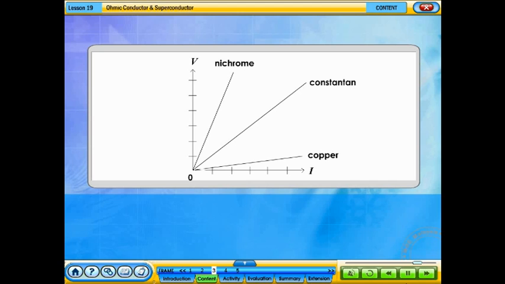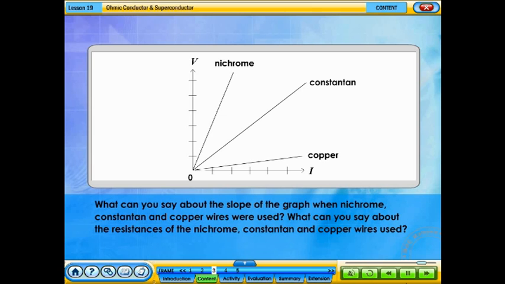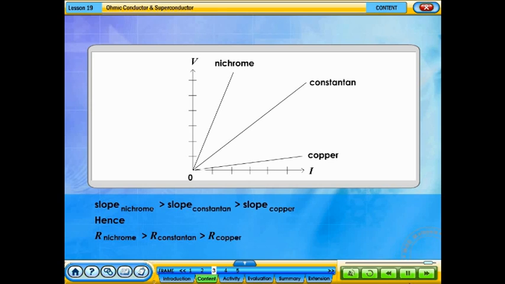A graph of voltage V against the current I has been plotted. The slope of the graph represents the resistance. What can you say about the slope of the graph when nichrome, constantan, and copper wires were used? What can you say about the resistance of the nichrome, constantan, and copper wires used? When nichrome wire is used, the slope of the graph is greater than when the constantan and copper wires were used. Hence, the resistance of the nichrome wire is greater than the resistance of the constantan and copper wires.